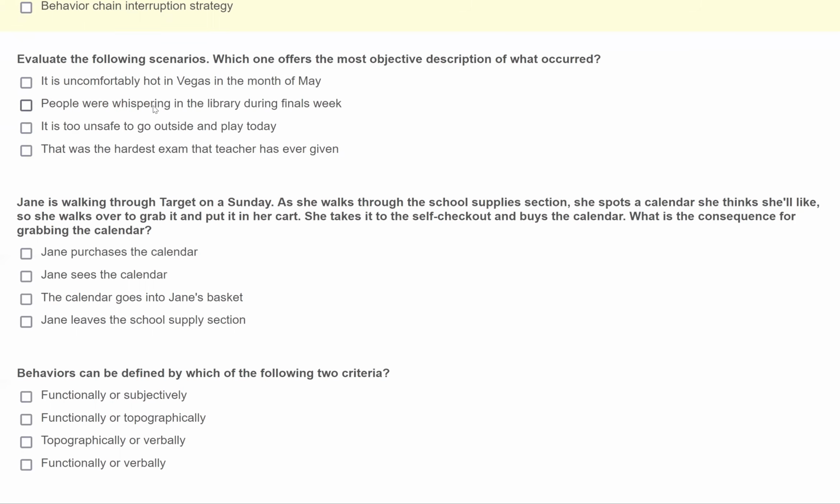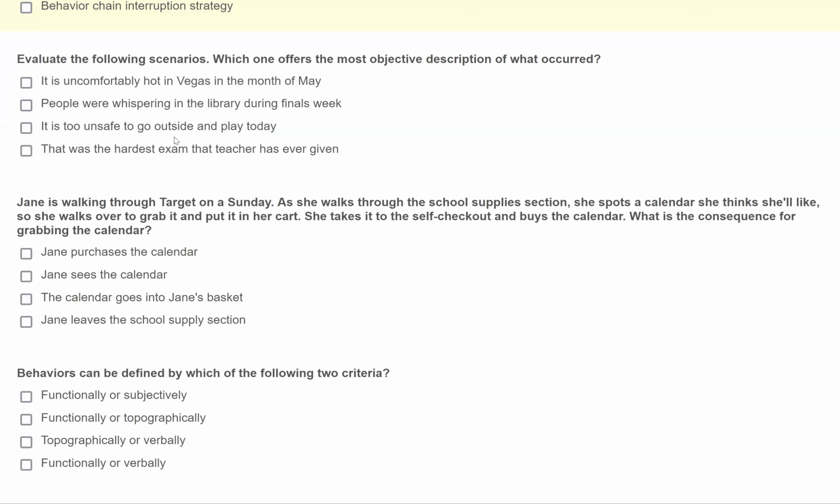B, people were whispering in the library during finals week. So we know it was finals week. We know we're in the library, and we can identify a whisper. Pretty much everybody can. B is much more objective than A. We're not talking about specific volume. We're just saying they were whispering. And whispering is pretty objective, at least more objective than uncomfortably.